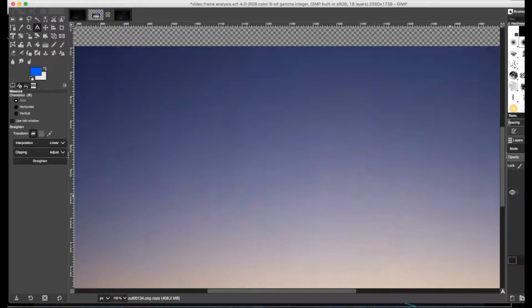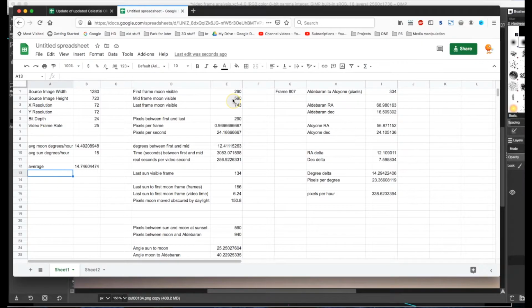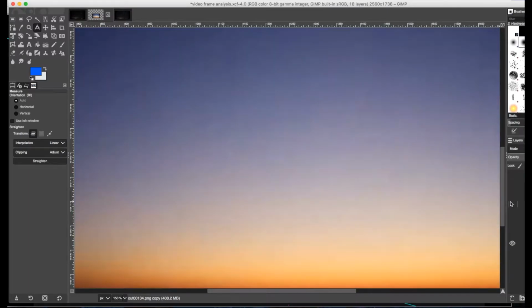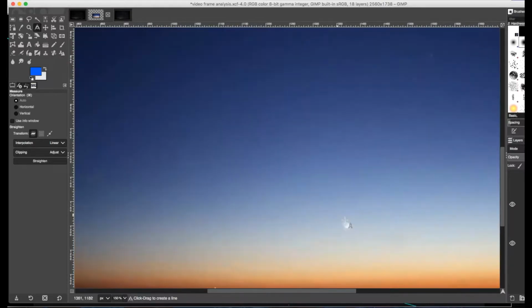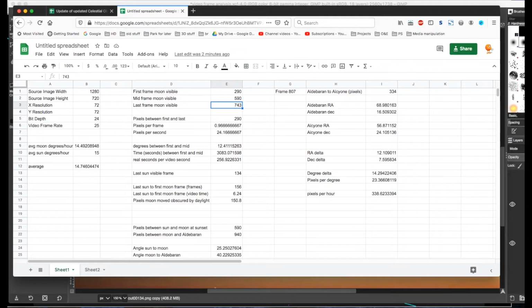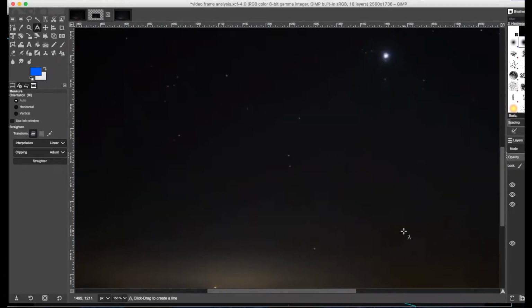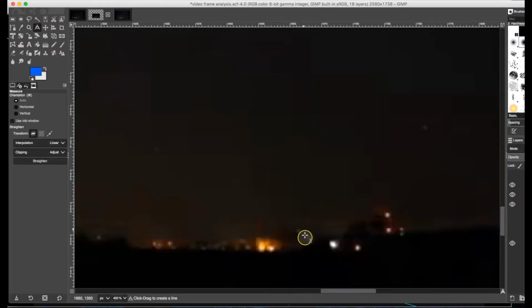So frame 290 in this case is the first frame where I can just barely see the moon. Somewhere where the moon was about two-thirds of the way towards setting was frame 590. So I'm looking at the difference between here and here. I also went and found the frame 543 where the moon is just peeking over the edge of the horizon. And for reference, there's the previous frame, and there's the moon just before it disappears.